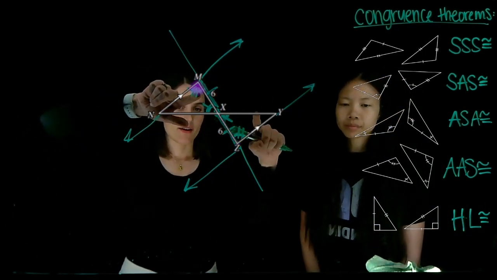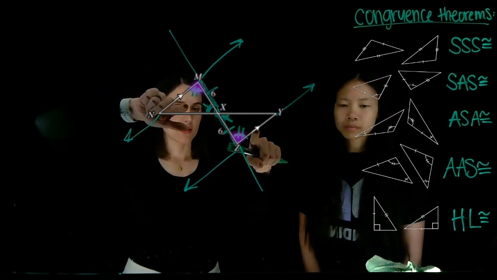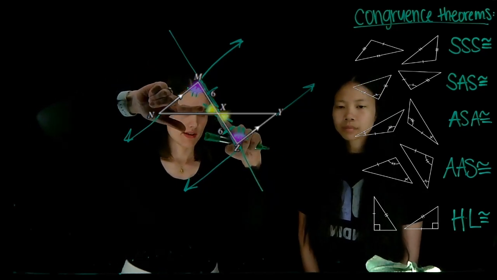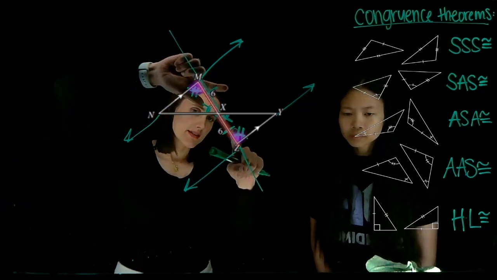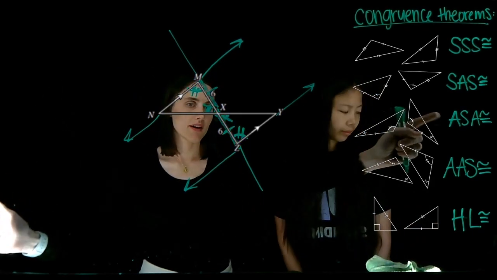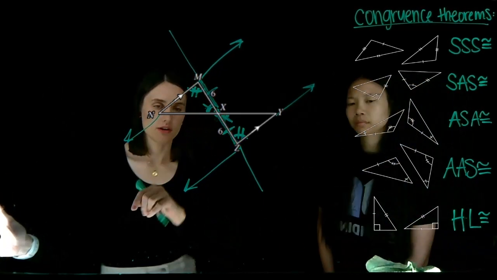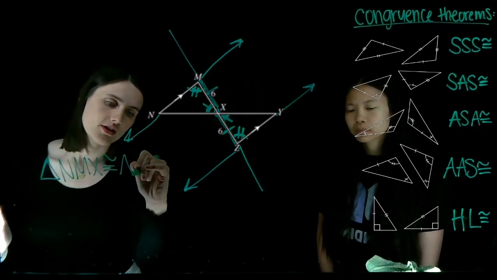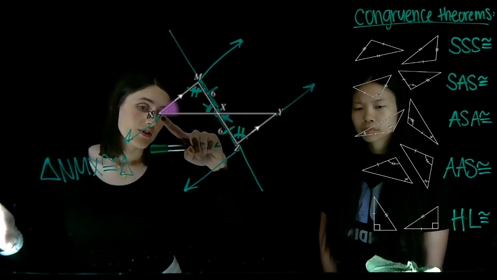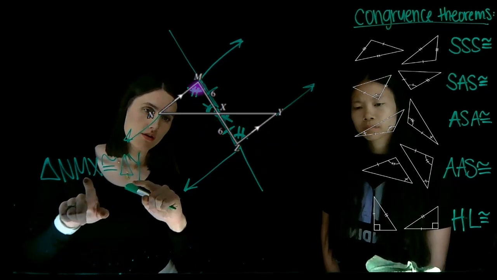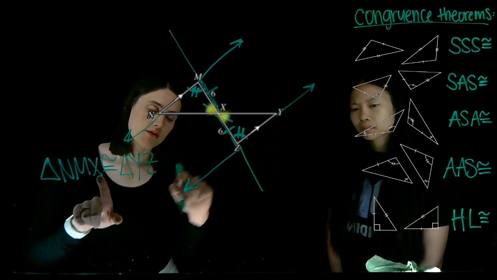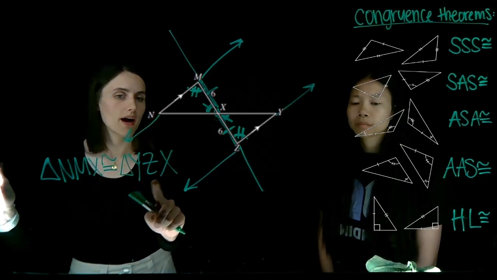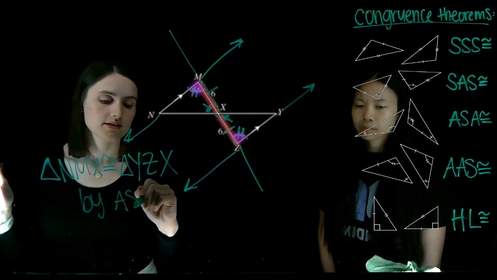Angle M and angle Z are congruent because they are alternate interior angles, and I'll denote those with 2 tick marks so that we can distinguish them from these angles here. We have angle, side, angle. So we can say by angle, side, angle, these two triangles are congruent. So we'll have triangle NMX is congruent to triangle, and we know that angle N corresponds to angle Y, angle M corresponds to angle Z, and angle X corresponds to itself. So triangle NMX is congruent to triangle YZX by angle, side, angle.